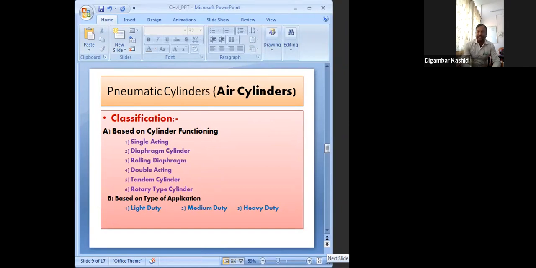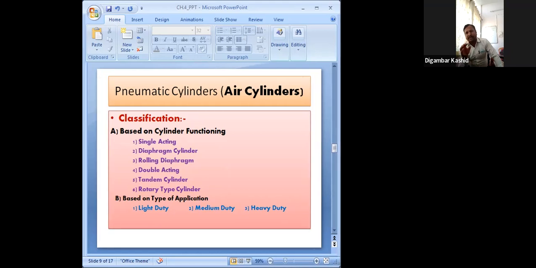Classification of the air actuator, or sorry, air cylinder or pneumatic cylinder you can call. So here I have mentioned. Please remember, these pneumatic cylinders are devices which are used for converting the air pressure, that is your pneumatic energy, into linear mechanical force and motion. That is called a pneumatic cylinder.